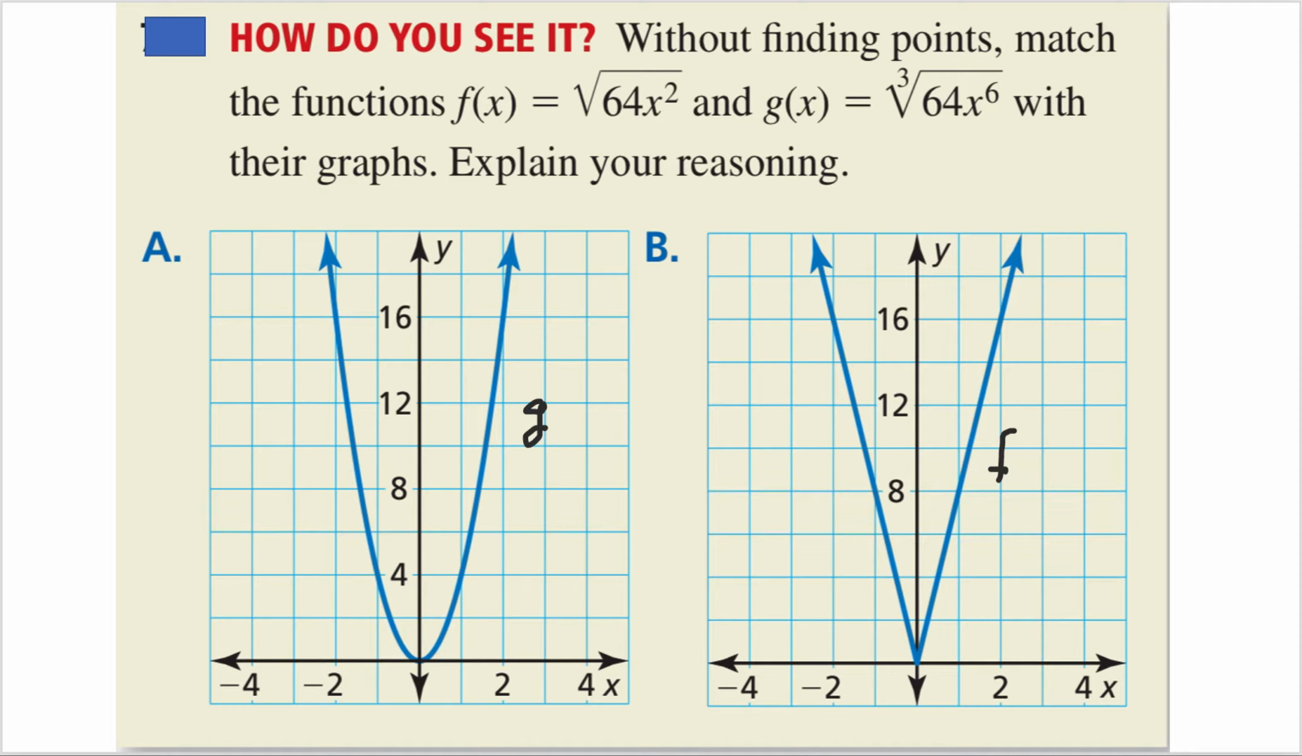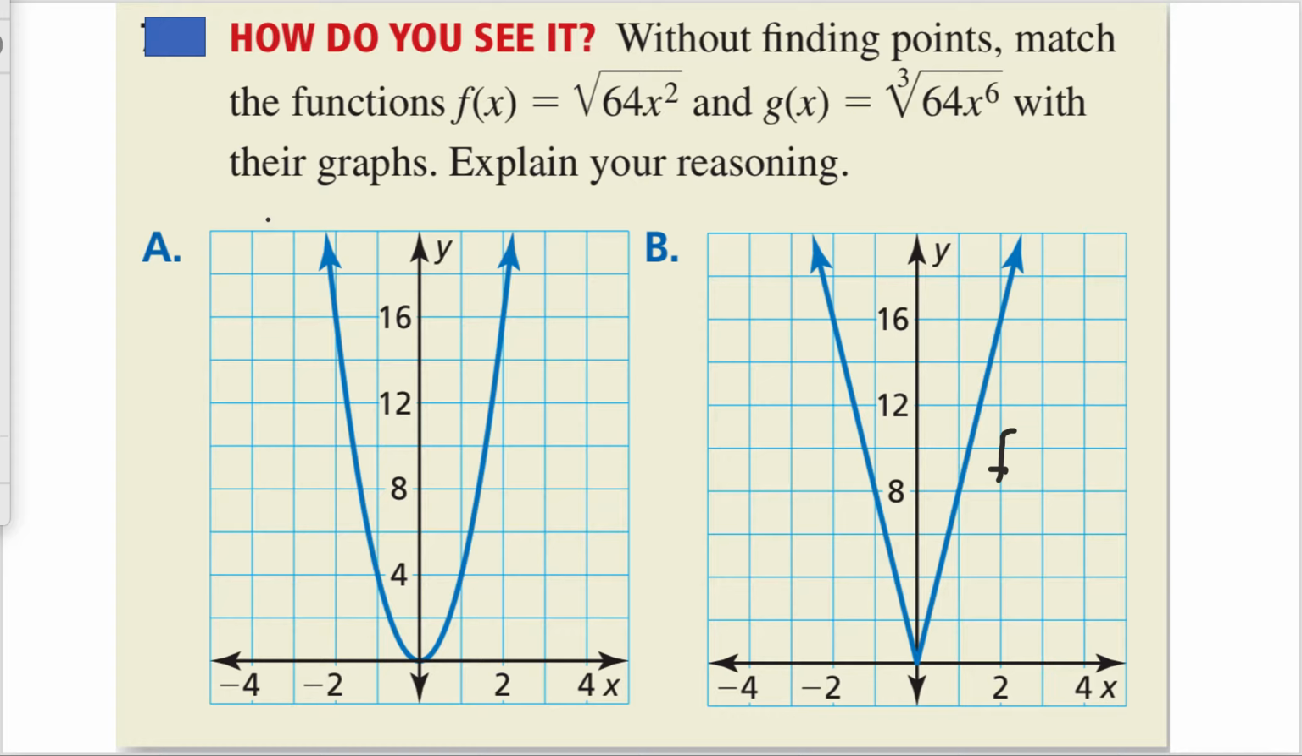For example, here we have one example. Without finding points, match the function f of x equals the square root of 64x squared, and g of x equals the cube root of 64x to the exponent 6, with their graphs. Explain your reasoning. So here, just let me take this one and erase. What we have here are two graphs.